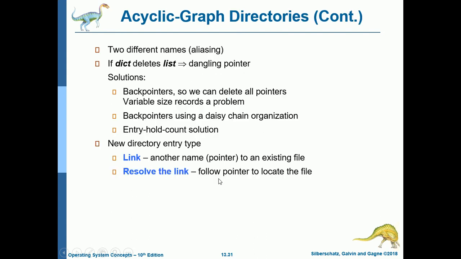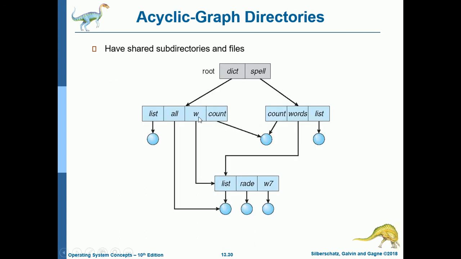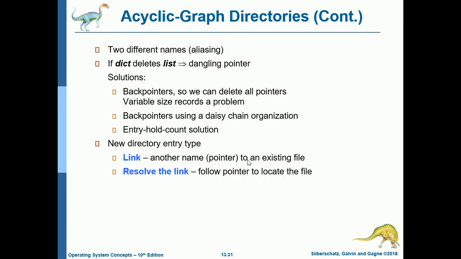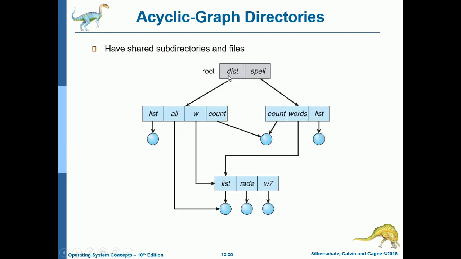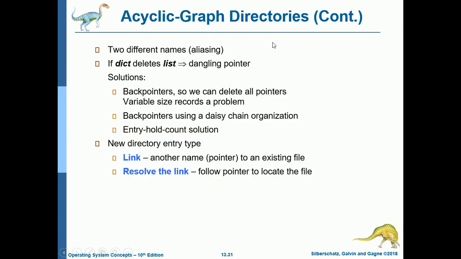Okay, so the problem here is two different names, so aliasing, as you can already see. For dict, the directory here is W, and for spell, it is words. But still, they're pointing to the same directory. They're sharing the same directory. So what if dict deletes list? Let's go back. What if the user dict deletes list? Not this list, but this list, because these are shared. If dict deletes this, where does words point to? That's why there is a dangling pointer.